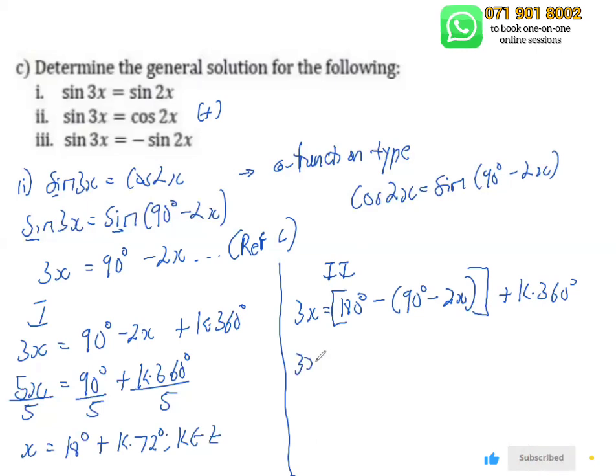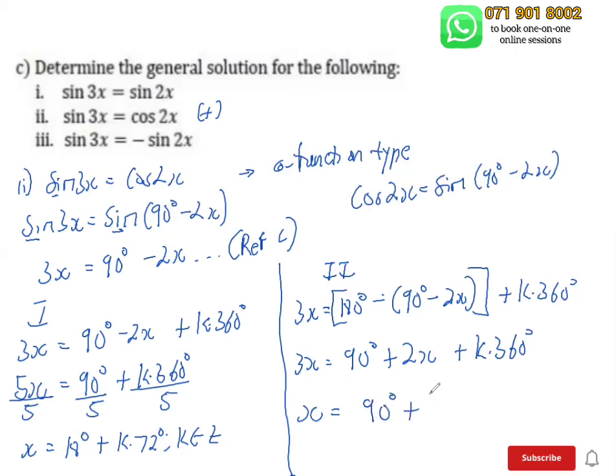Now you have 3x equals 180 minus 90, that's 90 degrees. And negative times negative, that's positive 2x. And then plus k 360 degrees. Now, if you bring over the 2x here, that's 3x minus 2x, which will just be x equals 90 degrees plus k 360 degrees, where k is an element of integers.